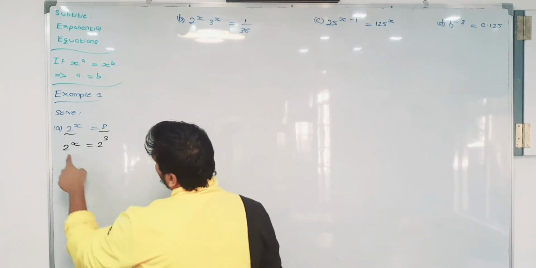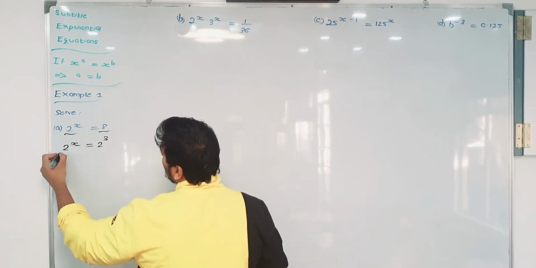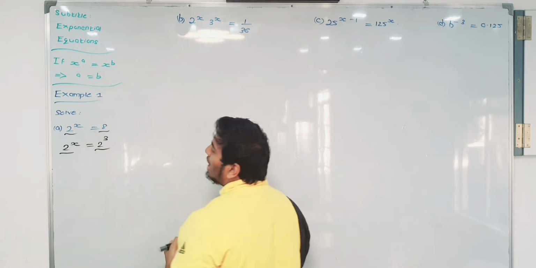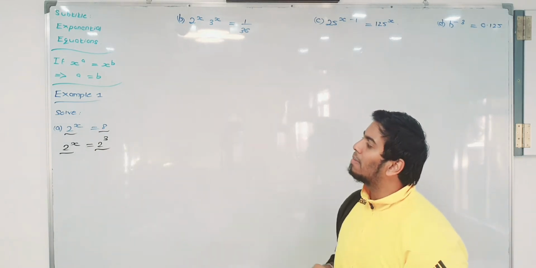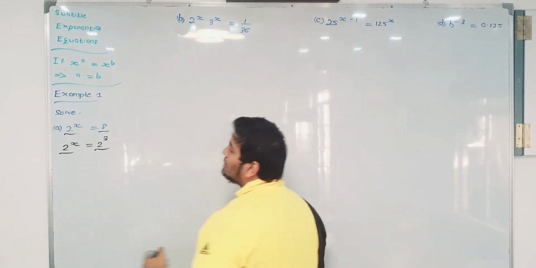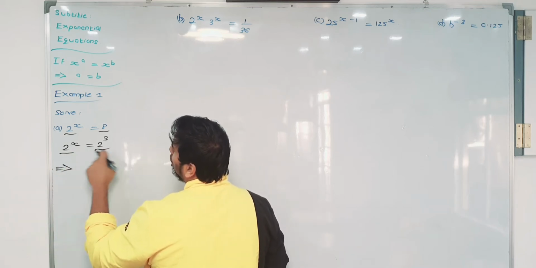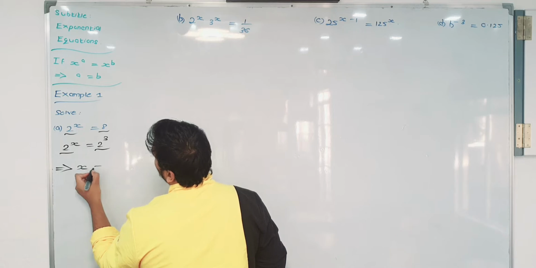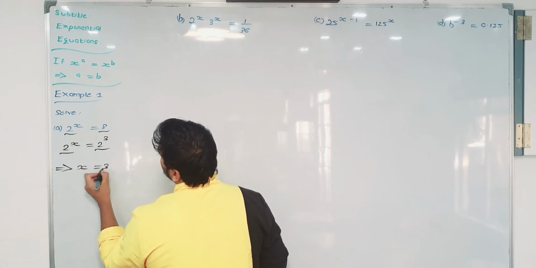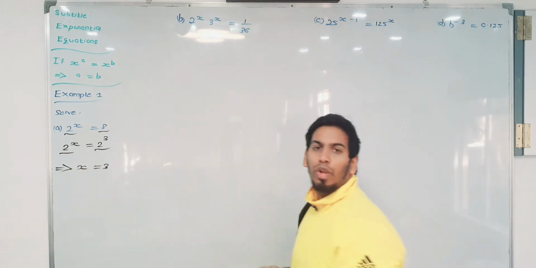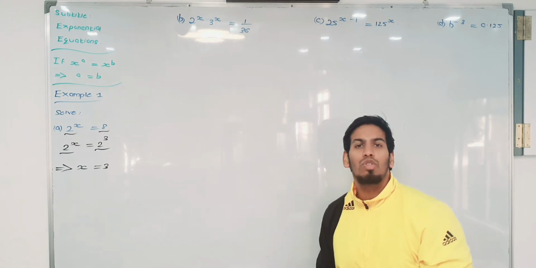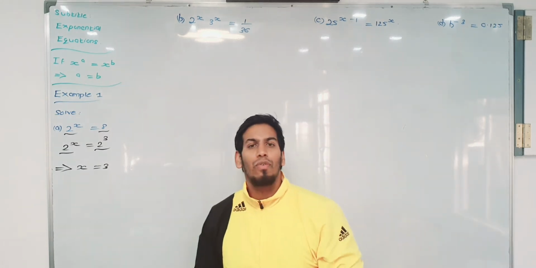Do you have the same base on both sides? Yes, we have the same base on both sides. And the moment that you have the same base on both sides, it implies that the power on the left is equal to the power on the right, which is equal to 3. So the answer is x is equal to 3 for part A.